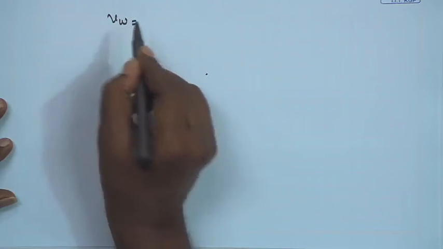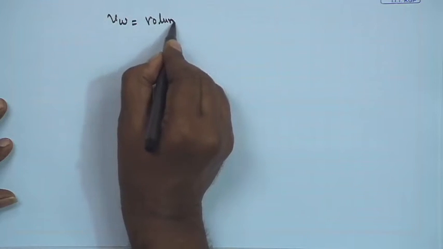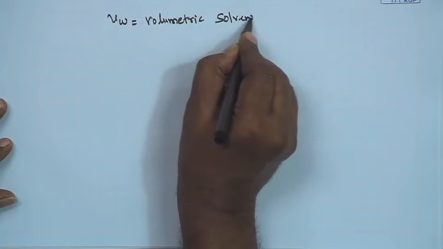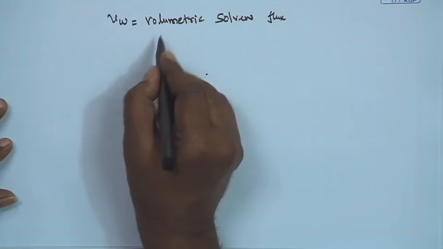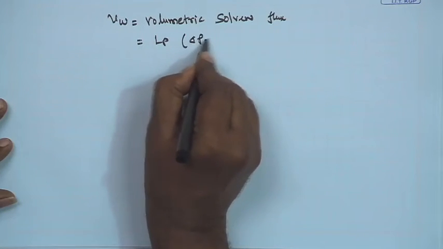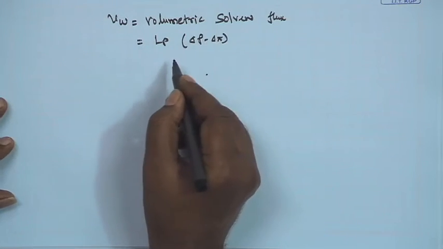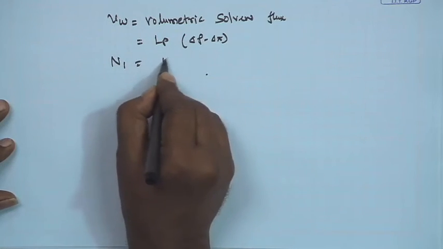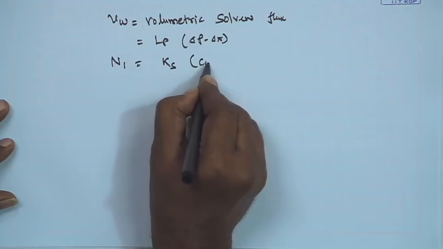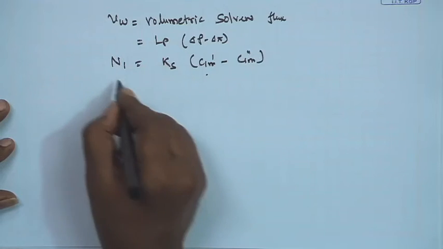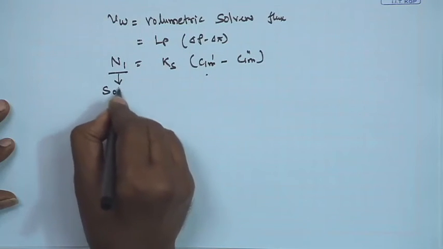Now, let us quantify the permeate flux in terms of volumetric permeate flux. So, volumetric solvent flux will be nothing but L P times delta P minus delta pi, that we have already talked about earlier, and the solute flux N1 is K S multiplied by C1m prime minus C1m double prime, and what is N1? It is the solute flux.